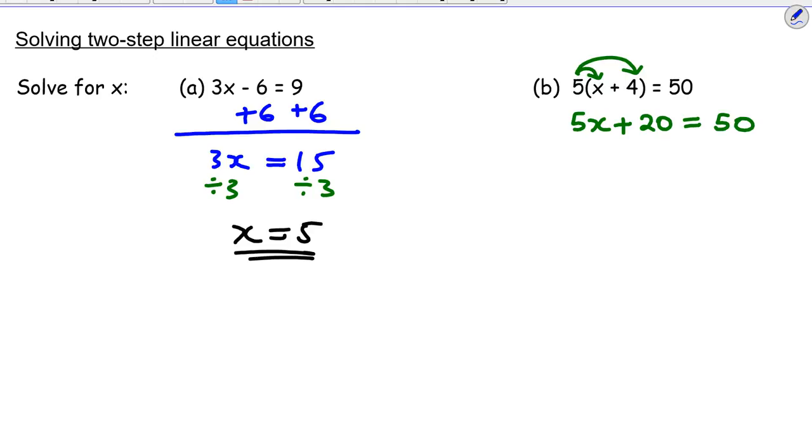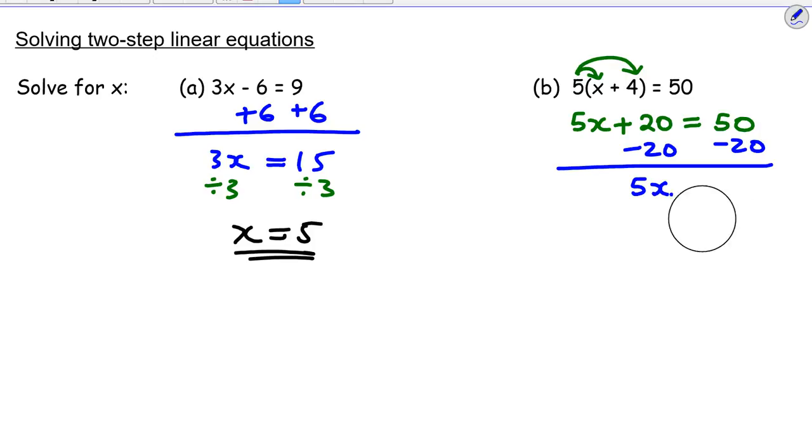The opposite of adding 20 is subtracting 20. So what we're going to have is minus 20 on both sides. 20 minus 20 is 0. So we just have 5x. Alternatively, I can just write here 5x on the left here. So 5x is equal to 30.